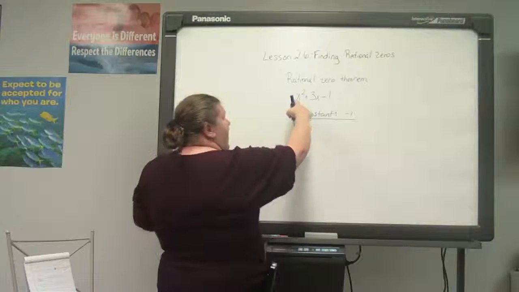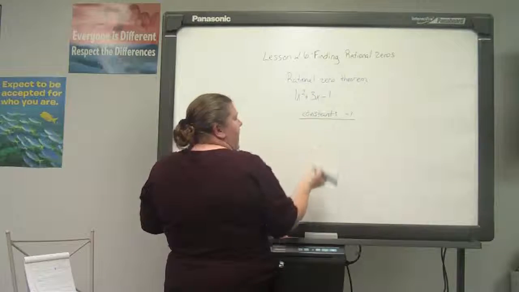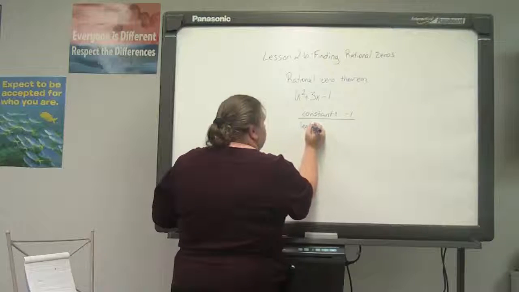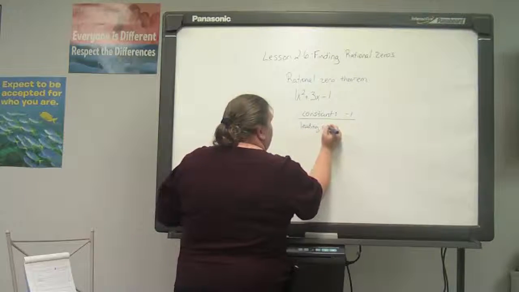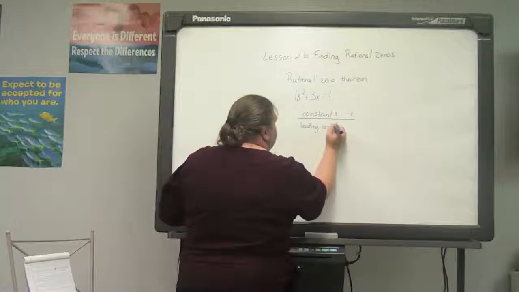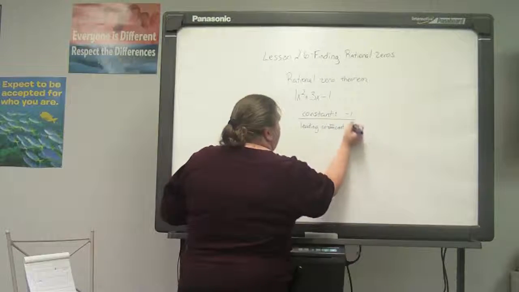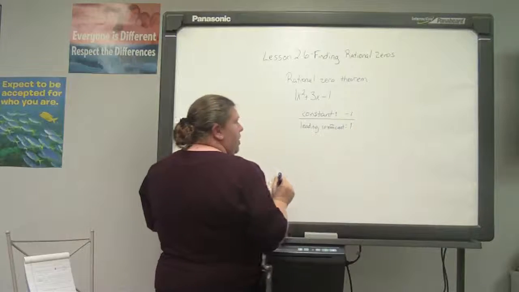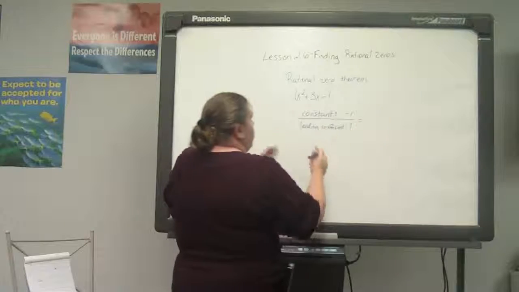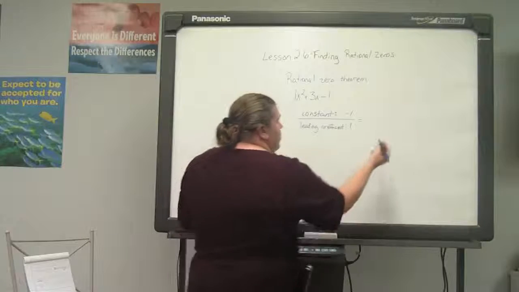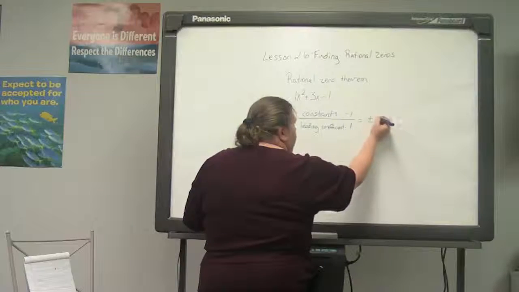which is my -1, is going to be divided by the leading coefficient. And again, x squared means 1x squared. So I'm going to say leading coefficient, which is also 1. All right, so your possible rational zero for this equation would be a positive or negative 1.